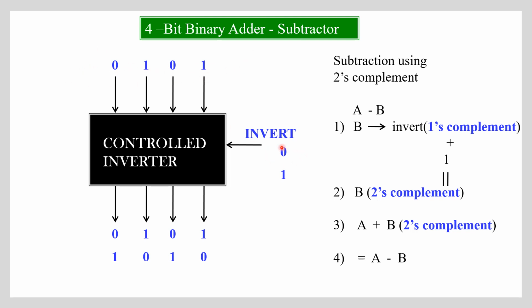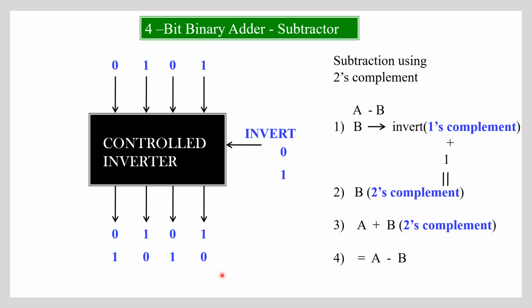When invert is 0, the number passes as it is, the output follows the input. So that is 1010. But we don't want this. We want 1's complement. First step, see, we want 1's complement of the number. So the number is 1010. Invert will keep it at 1. Then only we'll get 1's complement. So when the invert is 1, the output is 1's complement of the input.